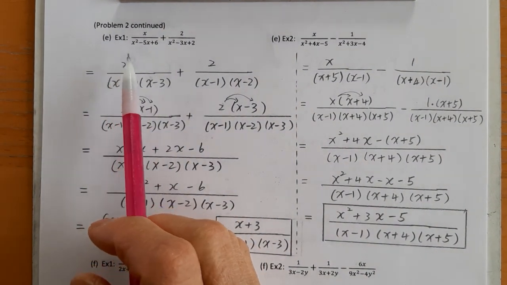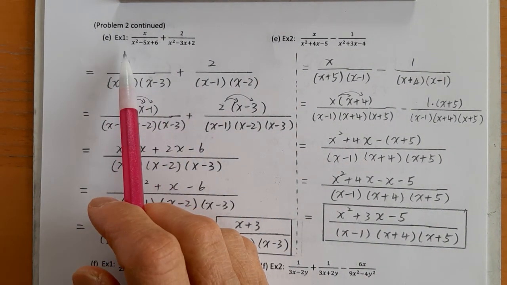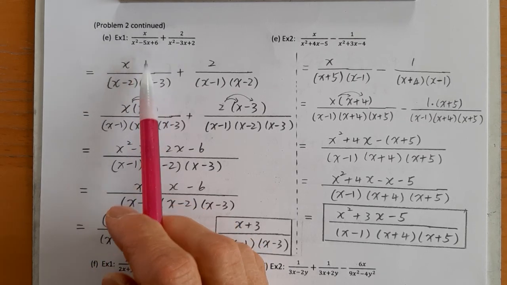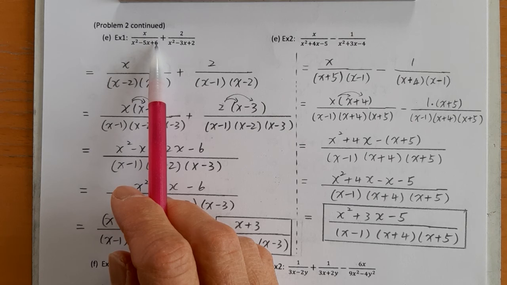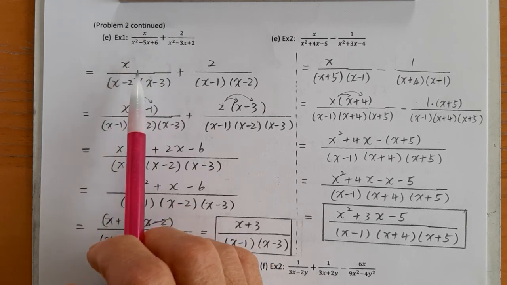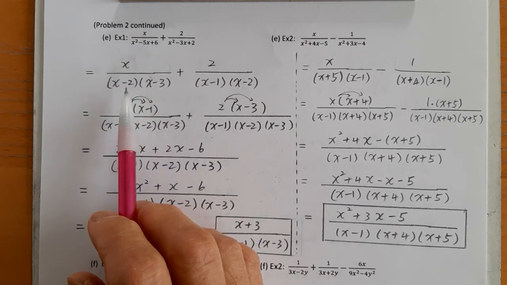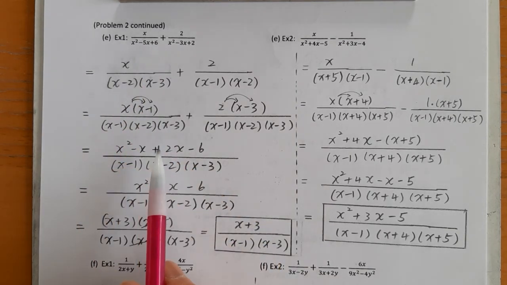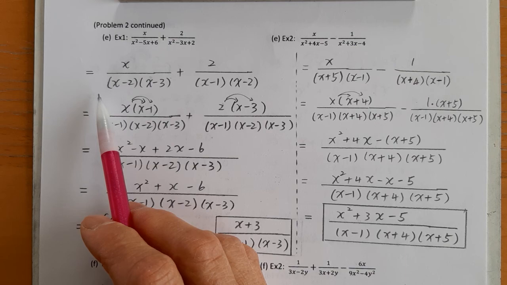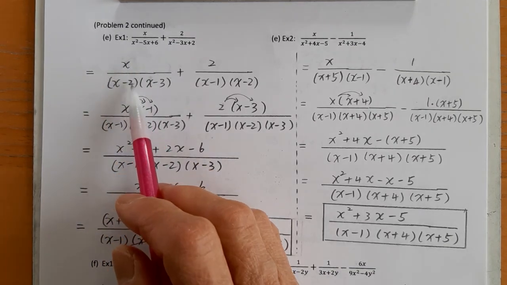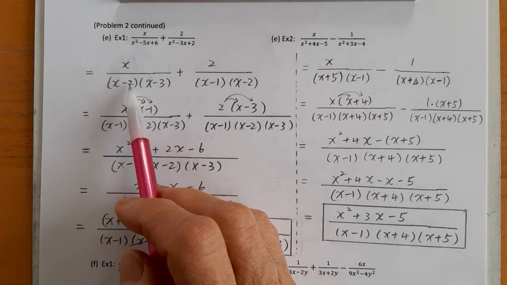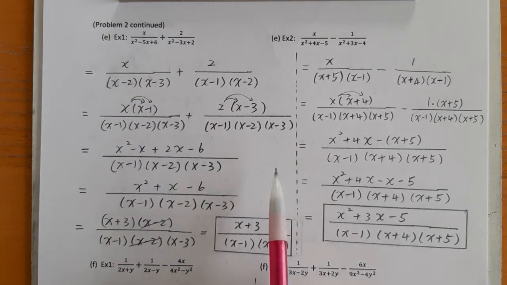The question, first example, denominator x squared minus 5x plus 6. Factor, you need to find two numbers that multiply together to 6, like 2 times 3, or negative 2 times negative 3 is positive 6. And the two numbers add together to negative 5. So negative 2 add negative 3 is negative 5. So the factor should be x minus 2 times x minus 3.